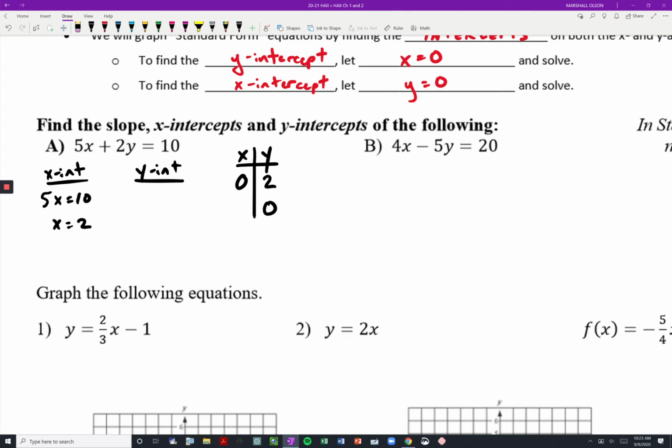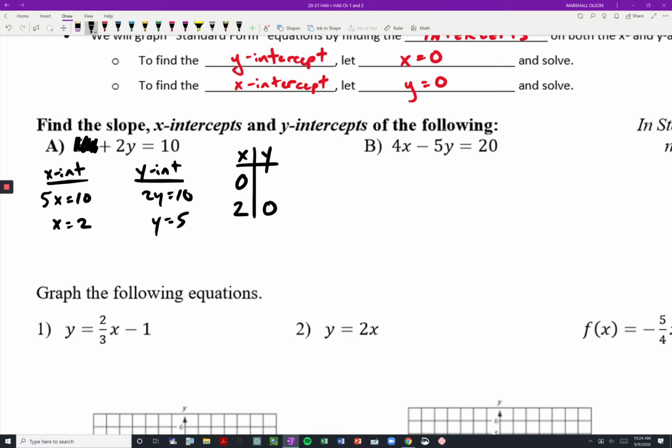Now remember, to find your y-intercept, we're going to put 0 in for x. I put this in the wrong spot, didn't I? I just realized that. Remember, we put 0 in for y to find this guy. X equals 2 should have gone right there. Now when I put 0 in for y, 0 for x, that 5x goes away. We're left with 2y equals 10. And we'll solve that. We get y equals 5.